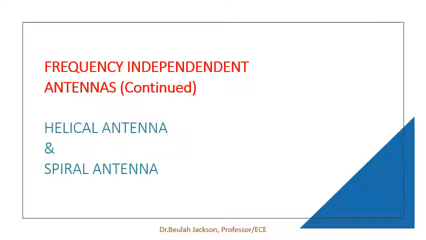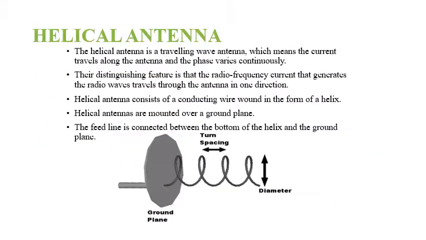This is the continuation of frequency independent antennas. Here we are going to study about the helical antenna and the spiral antenna. Helical antenna is the simplest type of antenna or radiator which provides circularly polarized wave. And this is a broadband VHF and UHF antenna.